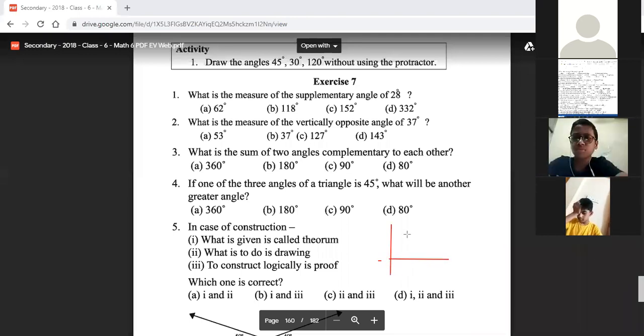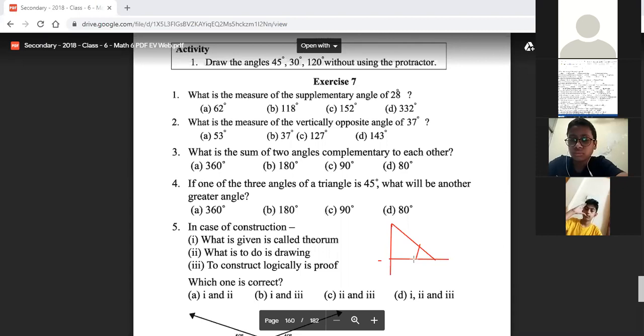Let us draw a triangle here. Suppose this is a triangle, and the question says one of the three angles is 45 degrees. So if it is 45 degrees, the sum of the other two angles will be 180 minus 45.